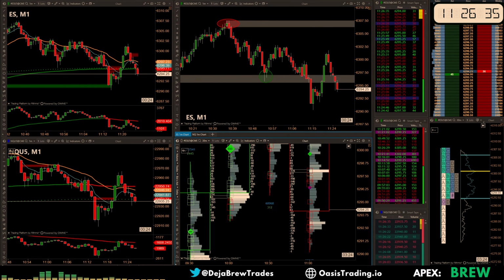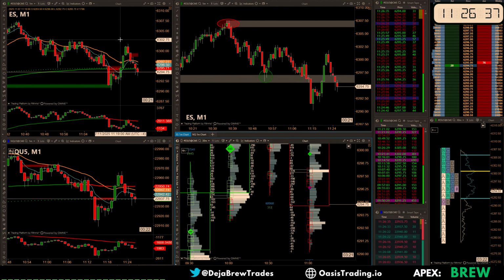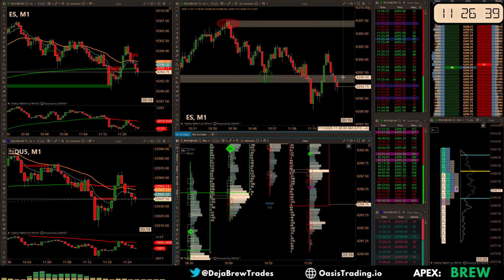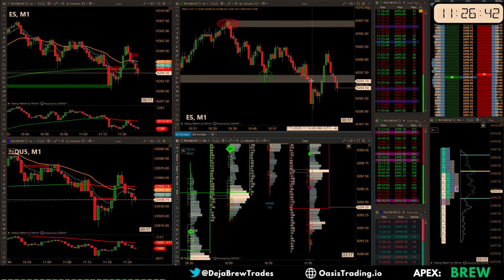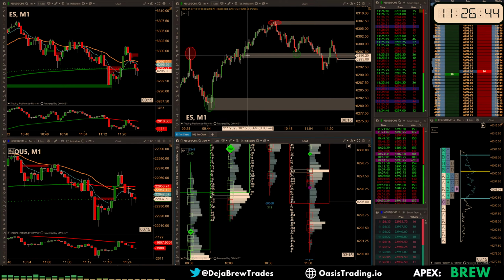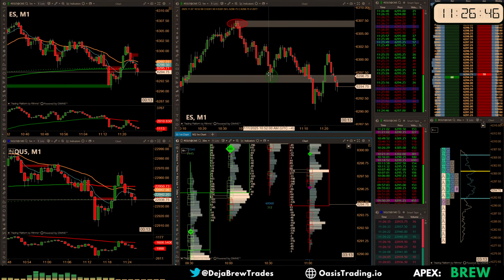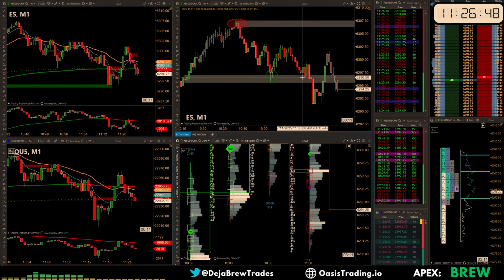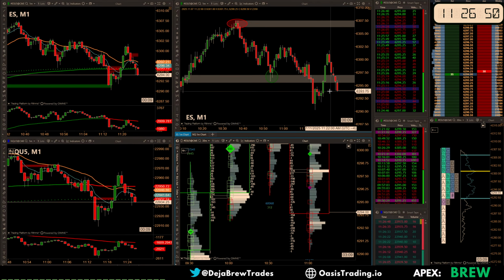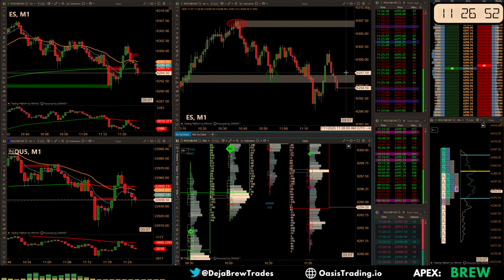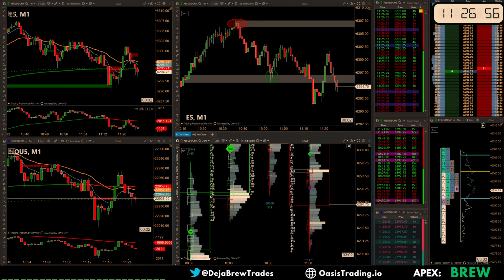Not really protecting VWAP here. Looks like the sellers are still in control. They need to hold back above like 97. That was that prior low. Gave you a beautiful buy there. Gave you an attempted buy there, which failed. And now we're not using it as support. So a little bit of a bearish reclaim.